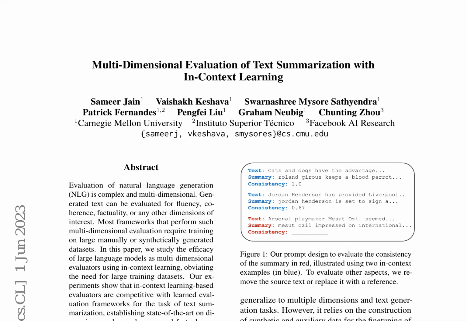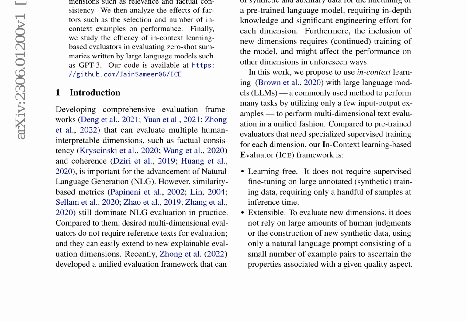The authors investigate the impact of factors like the selection and number of in-context examples on performance, as well as the efficacy of the evaluators in evaluating zero-shot summaries written by large language models. The framework is learning-free, requiring only a few samples at inference time, and can be extended to new dimensions without needing large amounts of human judgments or synthetic data.